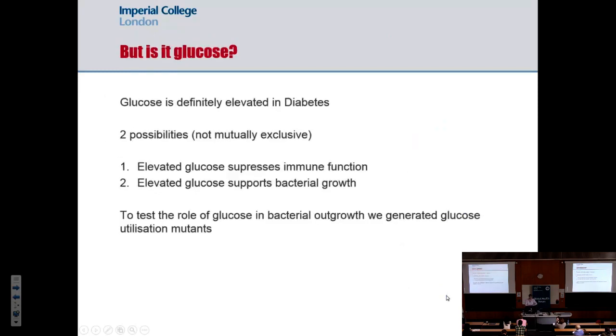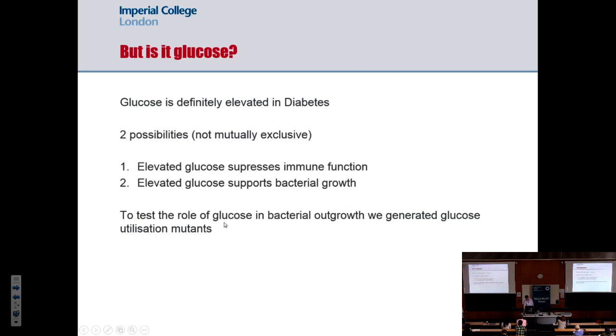But is it glucose? Glucose is definitely elevated in diabetes or hypoglycemia, and there are two possibilities, which are obviously not mutually exclusive, but we're taking a bug-centric view. The first is that the elevated glucose suppresses immune function, and that is definitely the case. There are going to be lots of strange things happening to neutrophils and macrophages with too much sugar, changing the whole metabolomic profile of these cells. We haven't drilled down into that in this study, and there is more work to be done there.